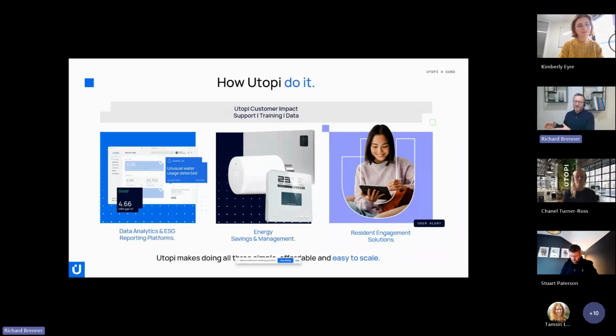And the third element is around resident and student engagement, being able to engage the wider participants in energy management and energy control, which is a real key part of their offer. But it's done not in an overt way, but in a nudging, engagement and educational way around what their behaviours are in terms of energy management. And all that is then supported by the customer impact team, which I'll leave to Stuart to talk about a little bit later.